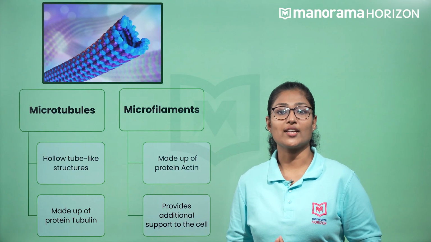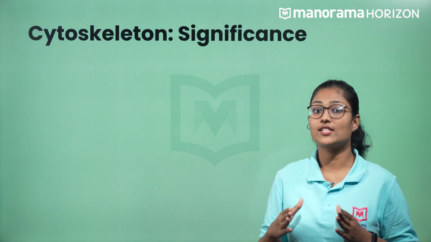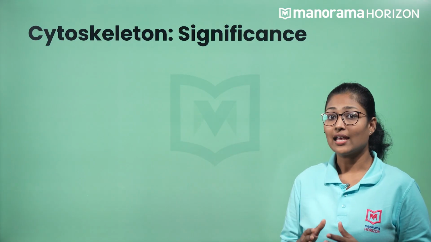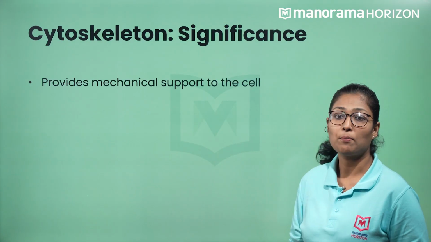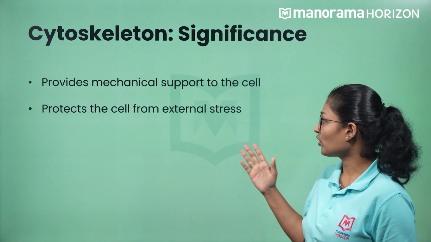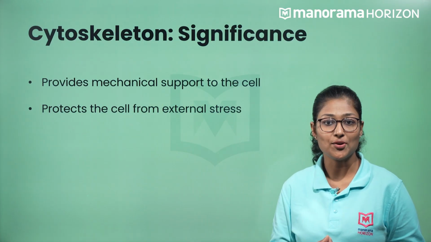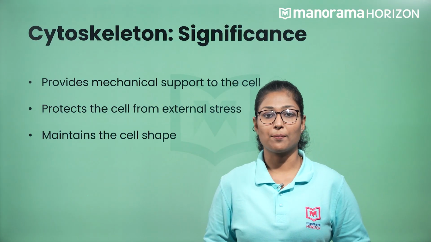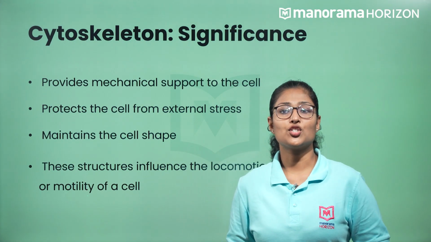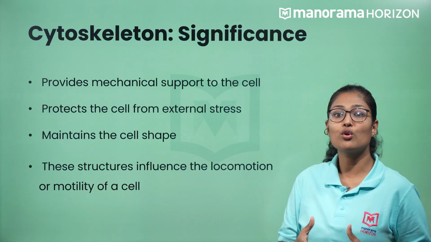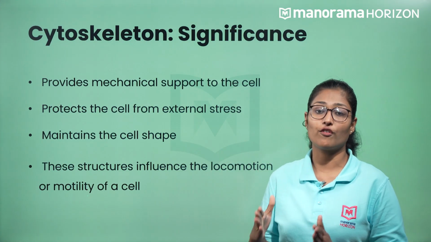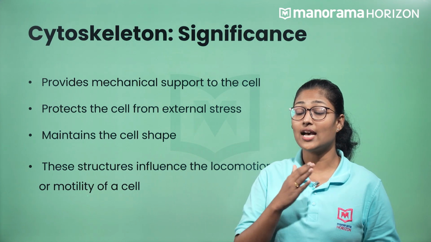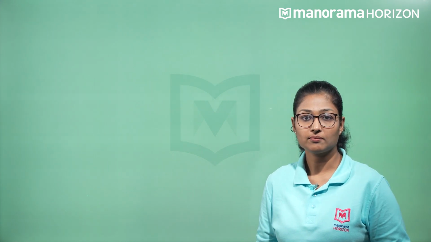Let us now check the different significance of the cytoskeleton. It provides mechanical support to the cell. It protects the cell from the external stress. The cytoskeleton maintains the cell's shape. These structures have an effect on the locomotion or the motility of the cell, especially the amoeboid movement.